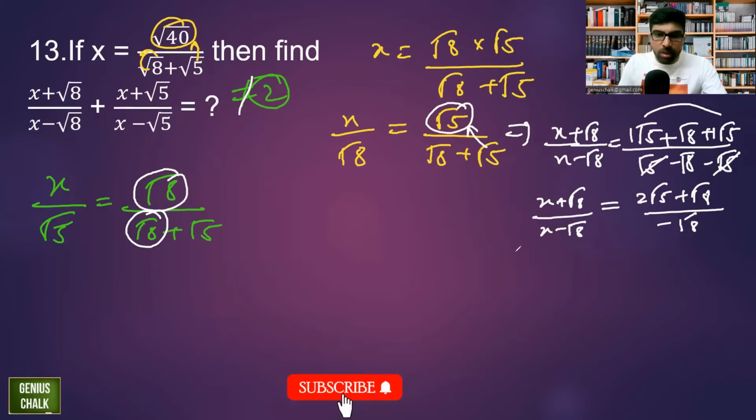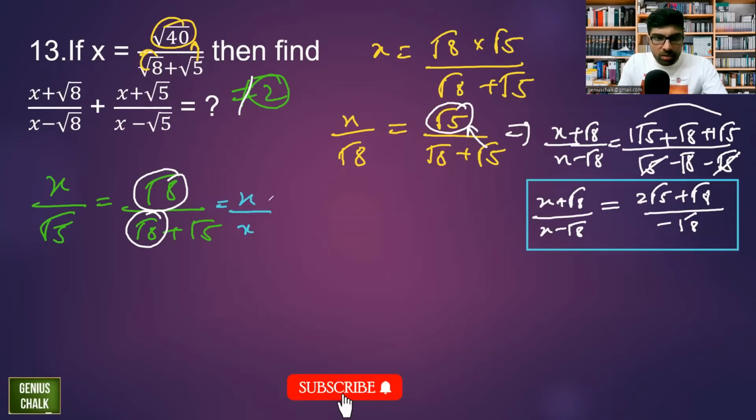So if this question is coming, then you need to solve this question. The answer will not be 2. So this is the value of the first. Now let's solve the second one. Applying the same, X by X plus root 5 minus root 5 will be root 8 by root 8. Now plus numerator, denominator, root 8 plus root 5 minus root 8 minus root 5.